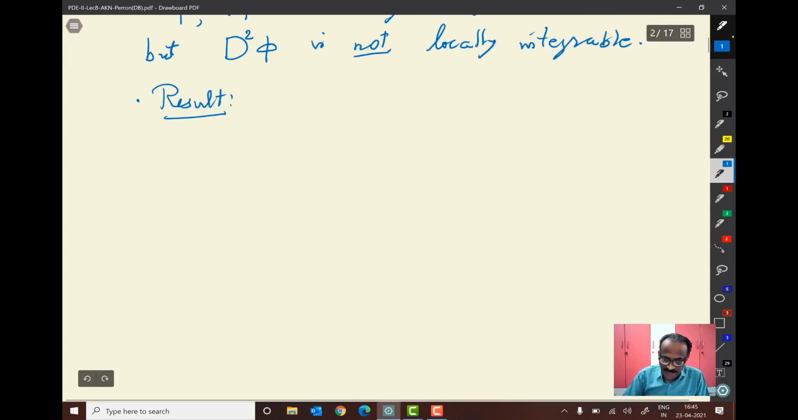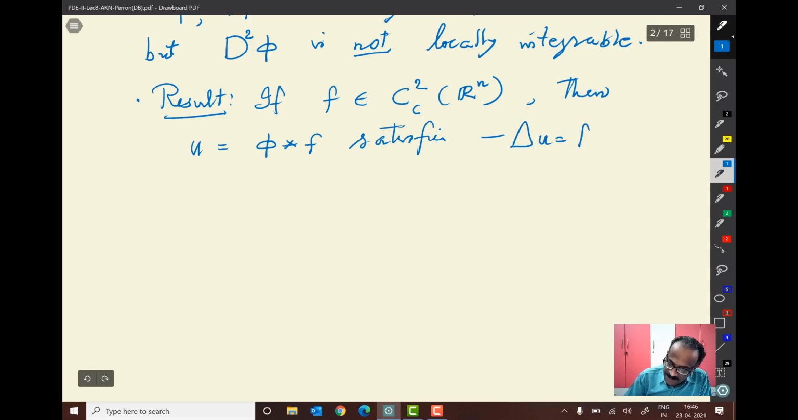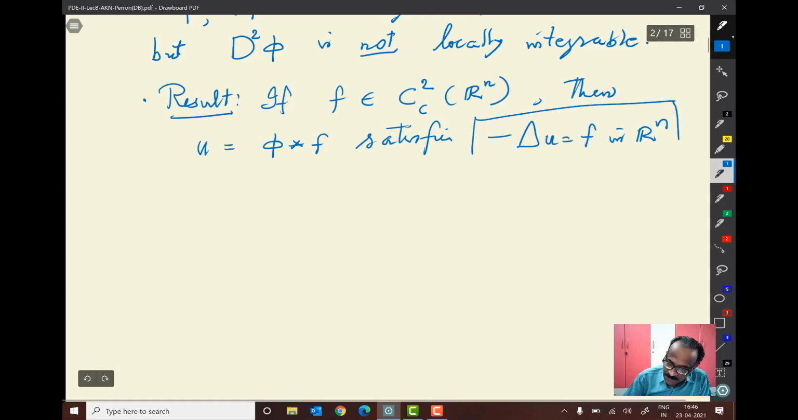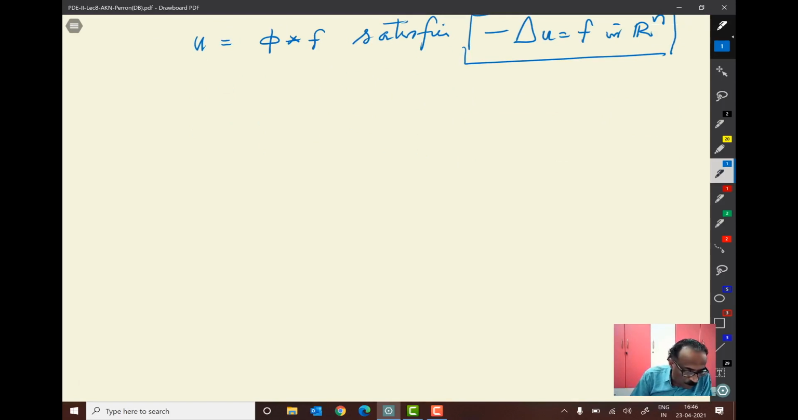One result we have proved immediately after introducing: if f is a twice continuously differentiable function with compact support, it's not a boundary value problem, then if you define u as the convolution with phi, u satisfies minus Laplacian of u equal to f in Rn. So you recovered the source term by convolving with it. So this is one result we have proved. But the major study in the previous course was about various properties of it.